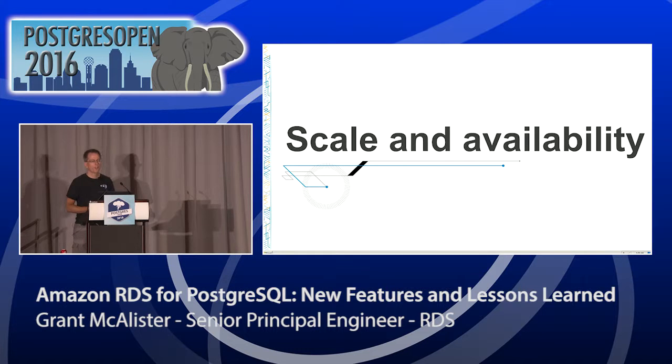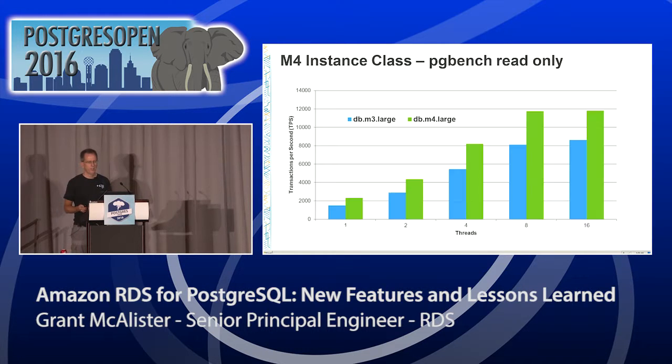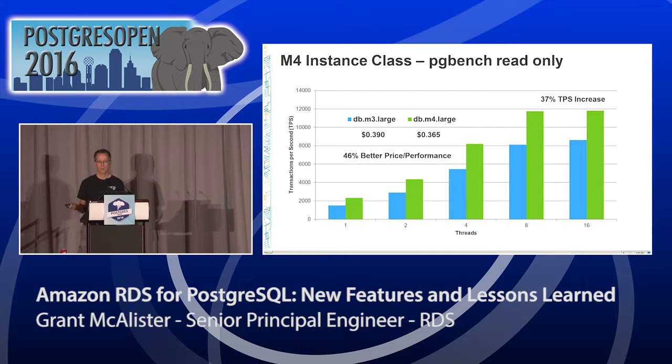Let's talk a little bit about what changes we've made around scale and availability. One of the things that we did was we released the M4 line in the last year. I ran, again, pgbench read-only, with TPS on the vertical axis. What we see is about a 37% TPS increase with this new model, and that's really nice. But the good news is that it's actually cheaper than the old model. So you save a little bit of money, and it's faster. In general, this one's a 46% better price performance than our previous model.